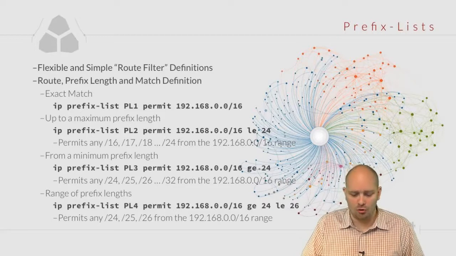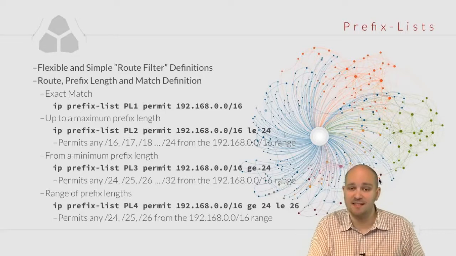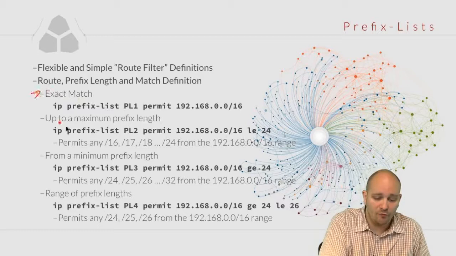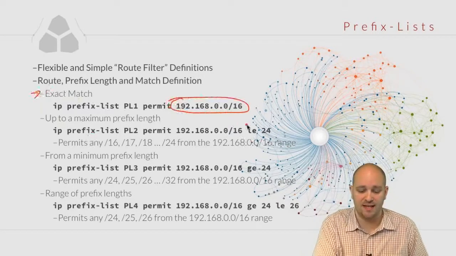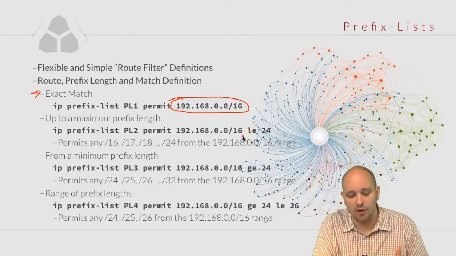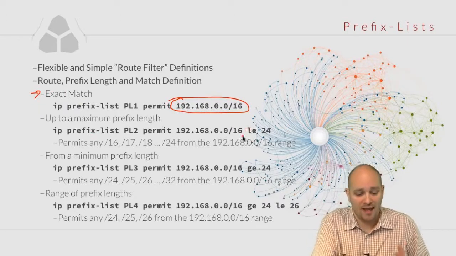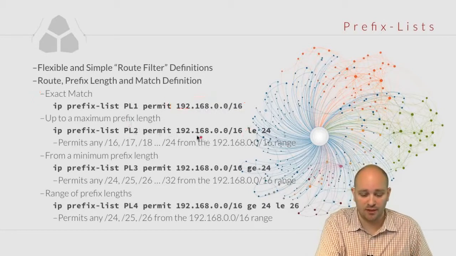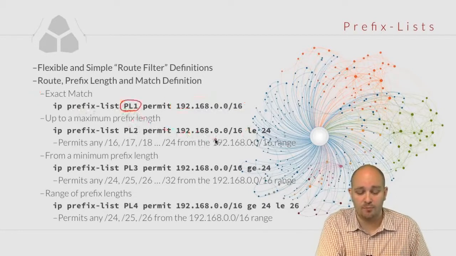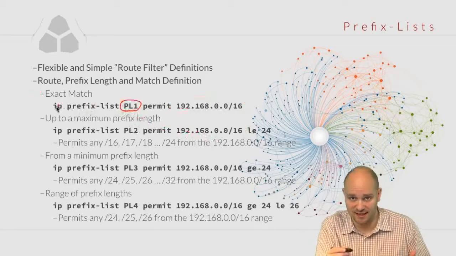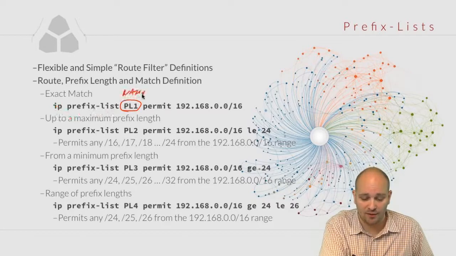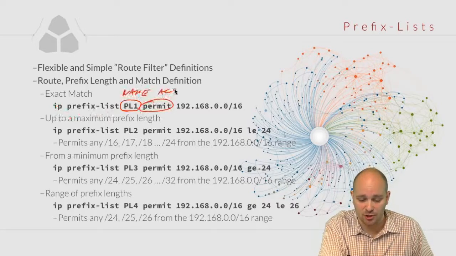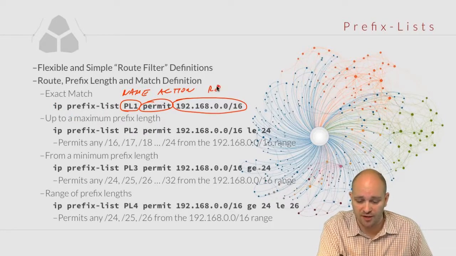So what am I talking about here? Let's take a look at these couple of examples. For the exact match, let's say that we had a route 192.168.0.0/16 that we wanted to permit in some way. The prefix list definition for that particular case is here, in our prefix list number 1. And this is the syntax that prefix lists always have. We have IP prefix list, then we have a particular name, we have an action to take, and then we have here a route definition.